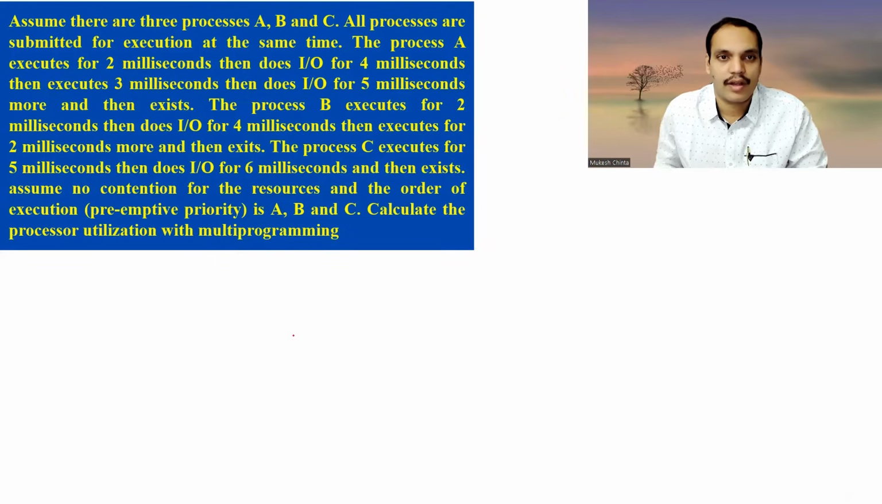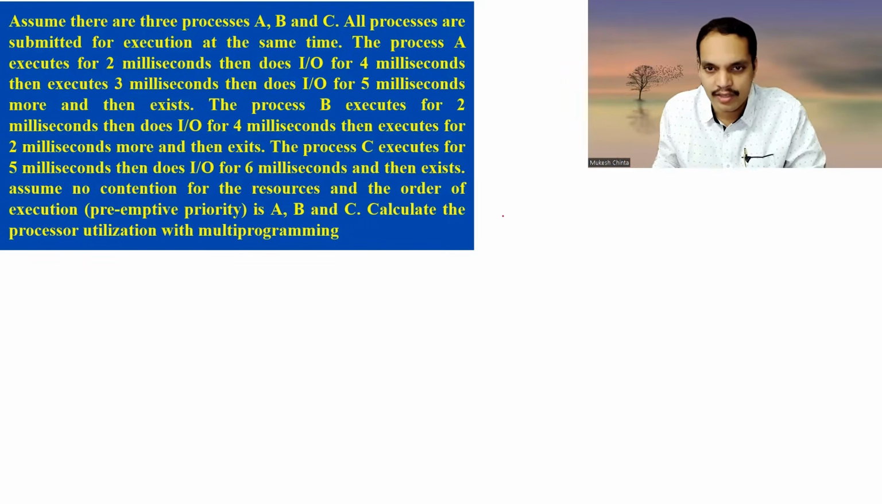Now, let us read this. Assume that there are three processes submitted for execution at the same time: processes A, B, C. You have to understand the question here. Process A executes for 2 milliseconds, then does IO for 4 milliseconds, once again executes for 3 milliseconds, then does IO for 5 milliseconds, and then exits. Process B executes for 2 milliseconds, does IO for 4 milliseconds, executes for 2 milliseconds, and then exits.